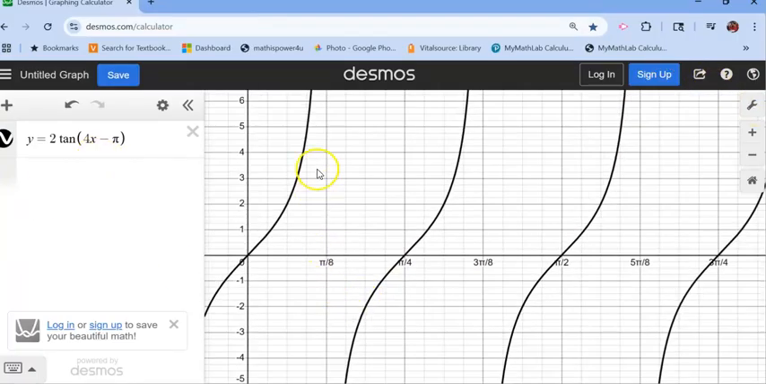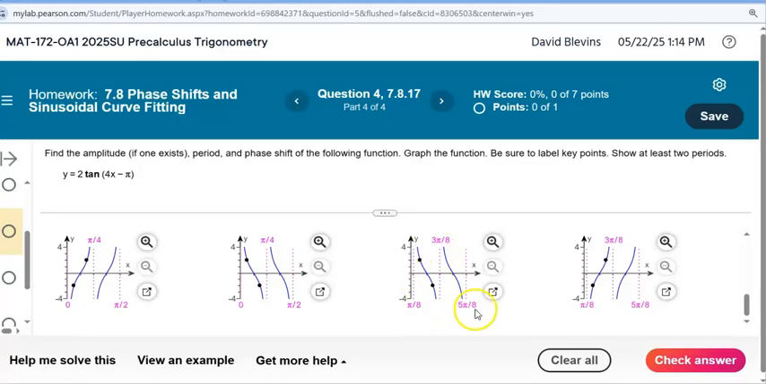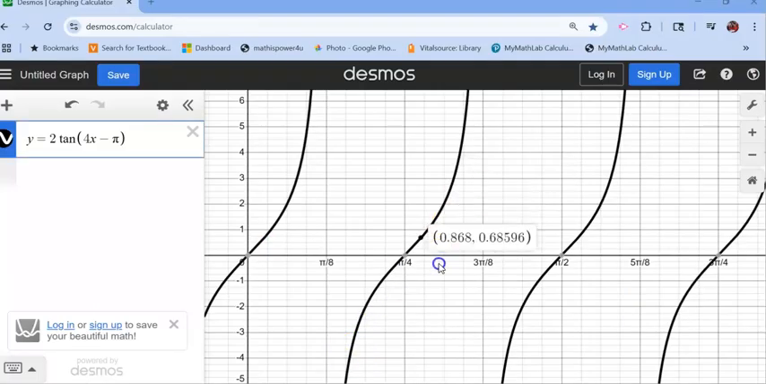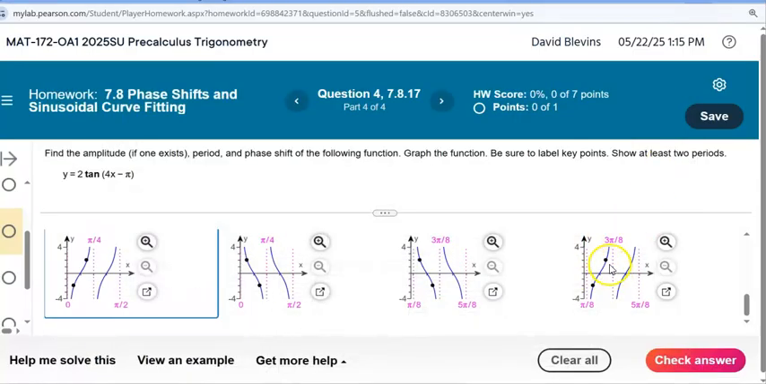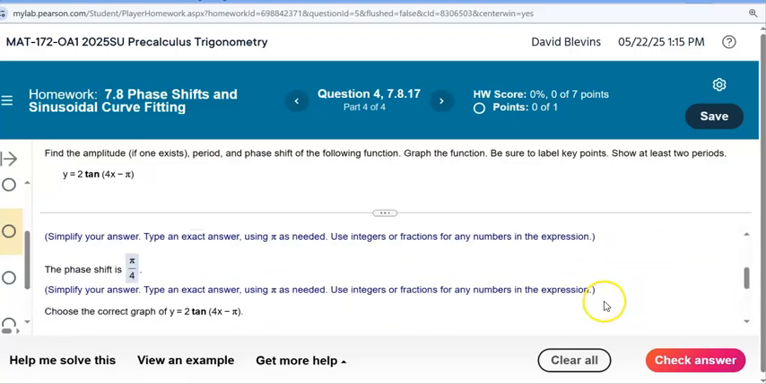I can zoom out a little bit here. You can see there's one at pi over 8. There's an asymptote at 3 pi over 8, 5 pi over 8. So there are asymptotes at pi over 8, 3 pi over 8, 5 pi over 8. There it is also. The big difference is we're rising in between the asymptotes versus falling. And you can see with our graph we are rising in between a set of asymptotes. So that means that this is going to be my choice, which is D on mine.